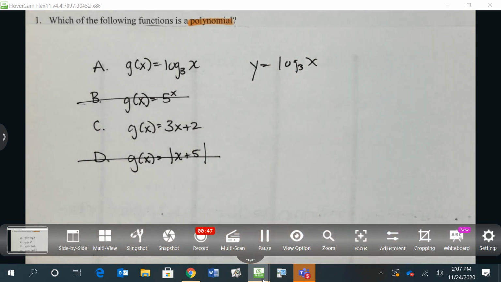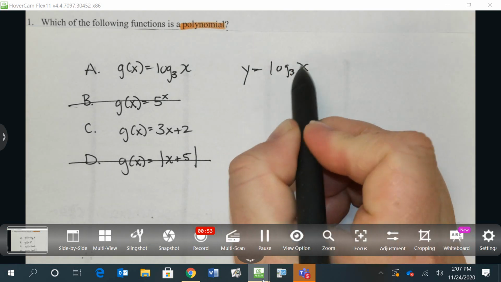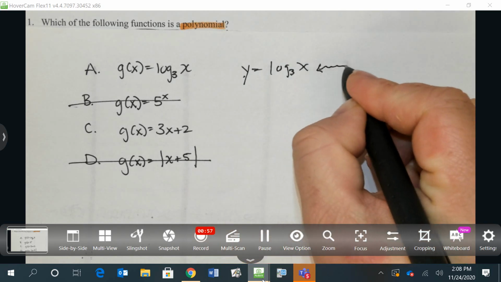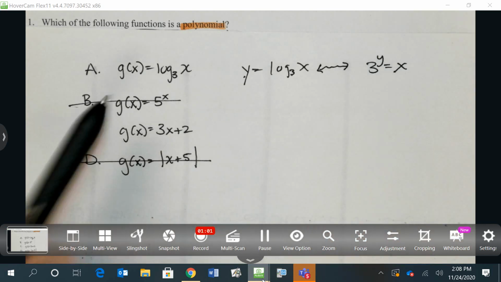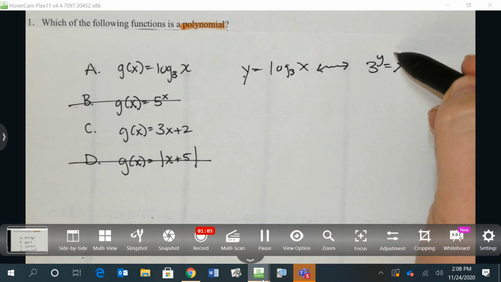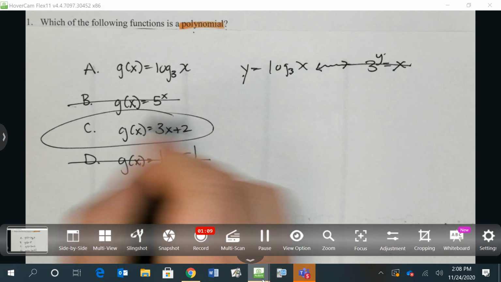I can turn it into exponential form, an equivalent and equal form, by remembering this is the base, this is the answer, and this is the exponent. So this is equivalent to 3 to the y equals x. And now, looking at this option for A and this option for B, I see that I have a variable in the exponent position, making it not an example of a polynomial function.